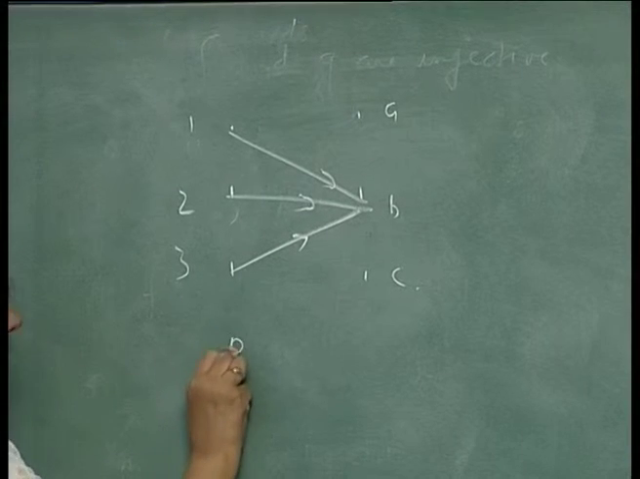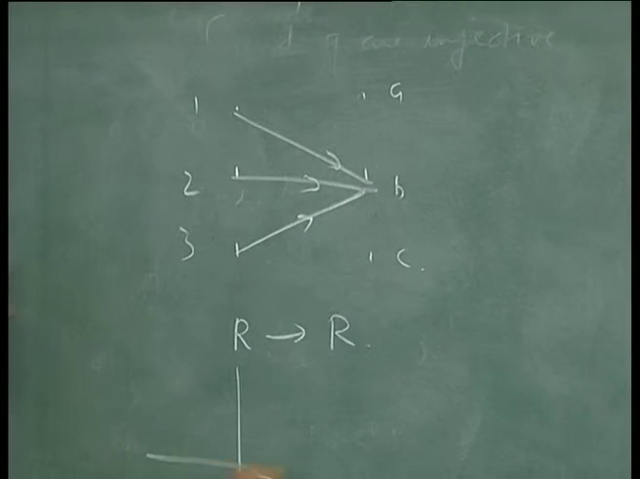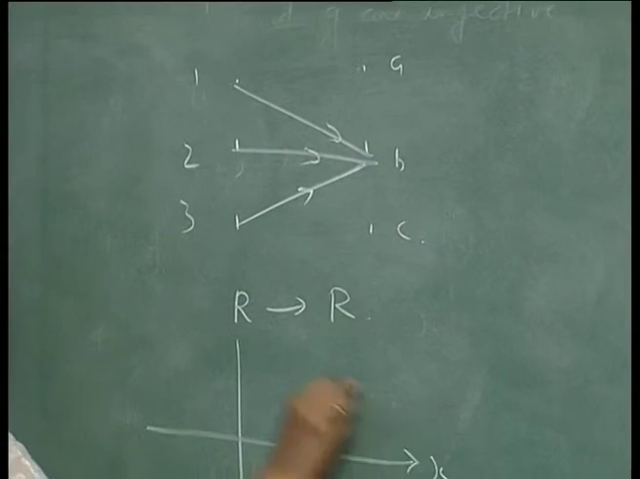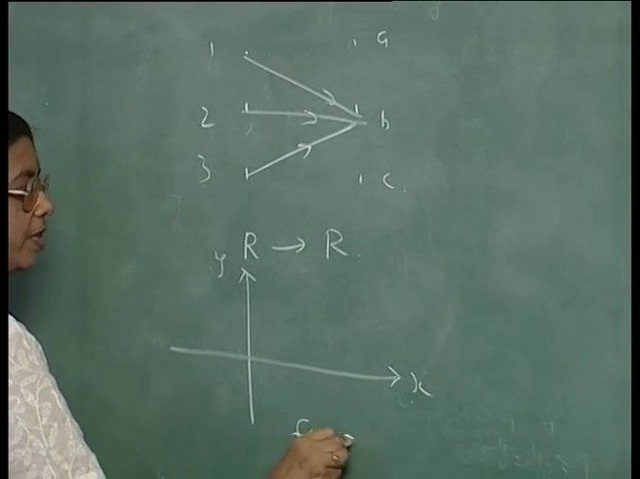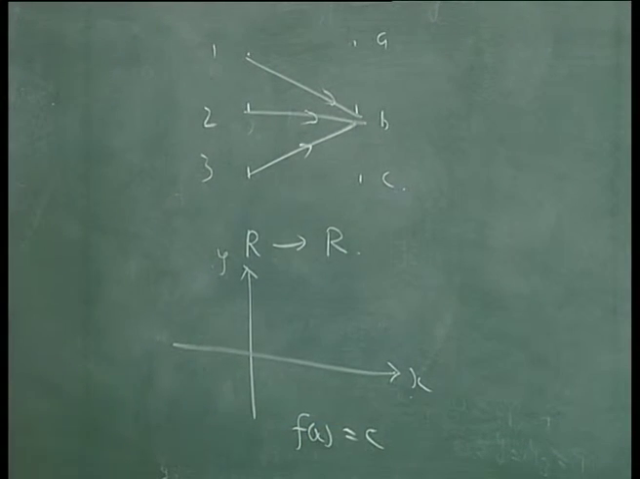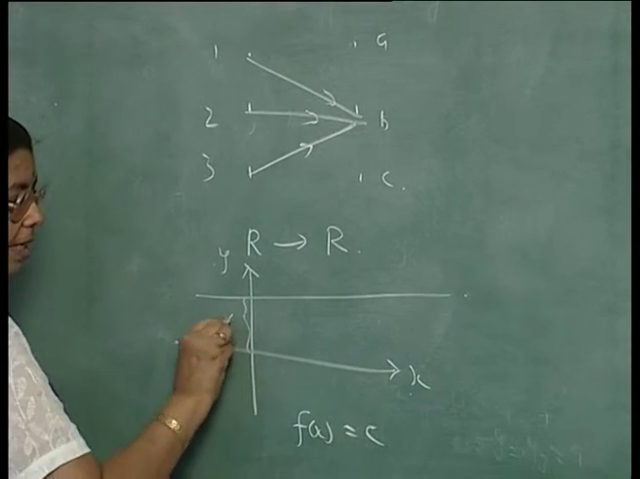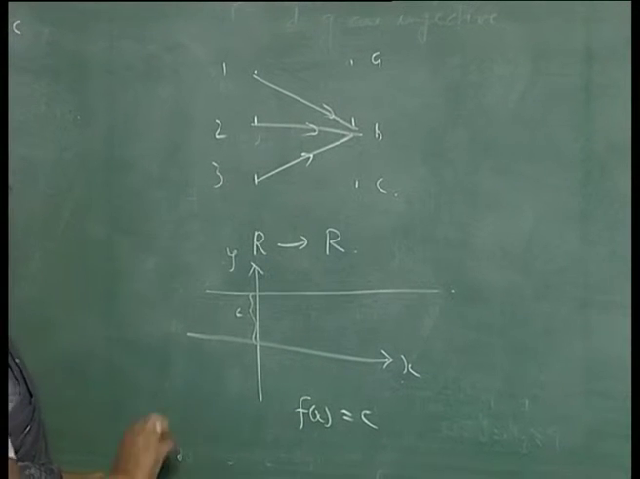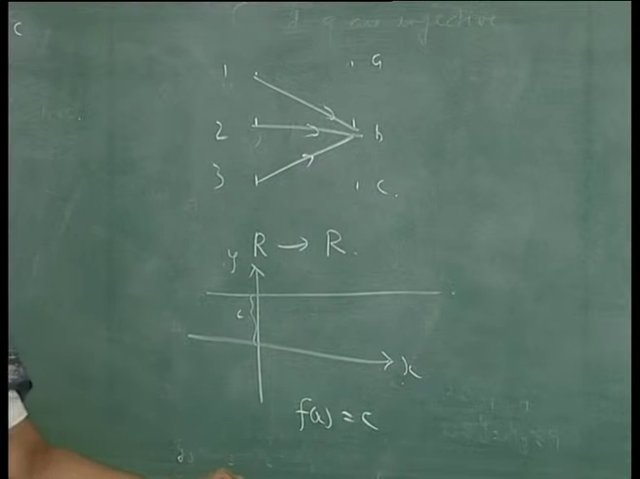Taking the set of real numbers to real numbers, a constant function, taking the x axis and the y axis, f(x) is equal to c, a constant. This is denoted by a line parallel to the x axis, this is c. y is equal to c is a line parallel to the x axis. So, this is known as a constant function.